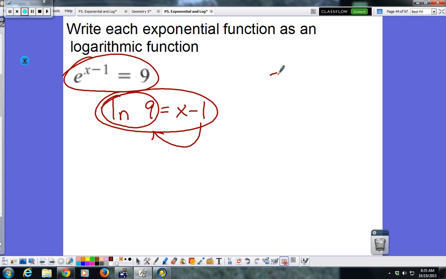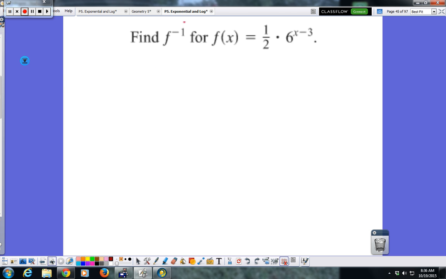5 to what power is 10? It's a trick question. Does anybody know? Don't say 2. 5 to the second power is not 10, right? 5 to the second power is 25. 5 to the first power is 5. It's somewhere between 1 and 2. How do we know what that power is? By using logarithms. That's where we're headed. That's the direction we're headed in.